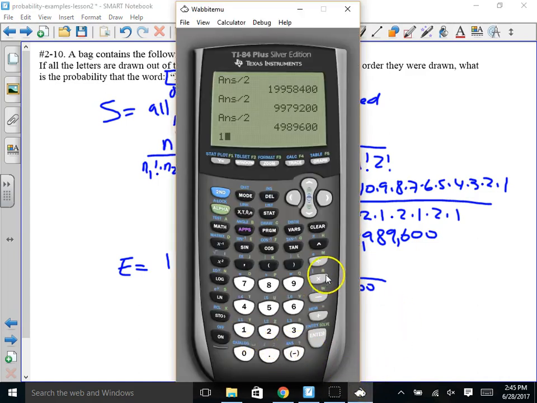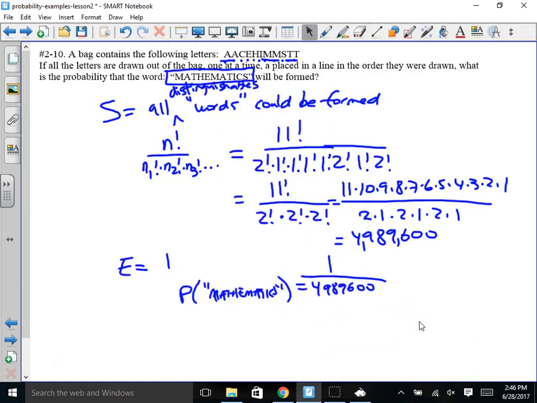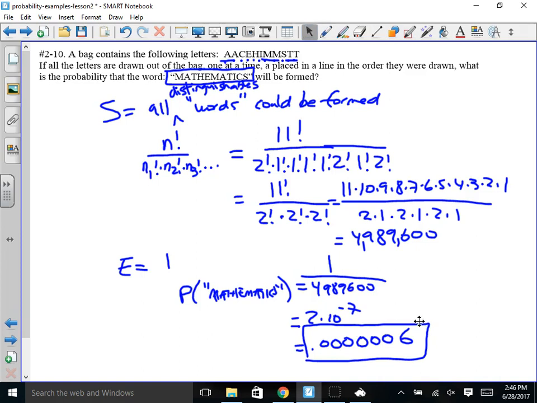So if I just take 1 divided by that number, that turns out to be 2 times 10 to the negative 7th, approximately. So 2 times 10 to the negative 7th, which is the same as 1, 2, 3, 4, 5, 6 zeros, and then a 7. So very, very low probability that if we just lined up all of those letters randomly by pulling them one at a time out of a bag, that it would form the word mathematics. Okay, move on to the next problem here.